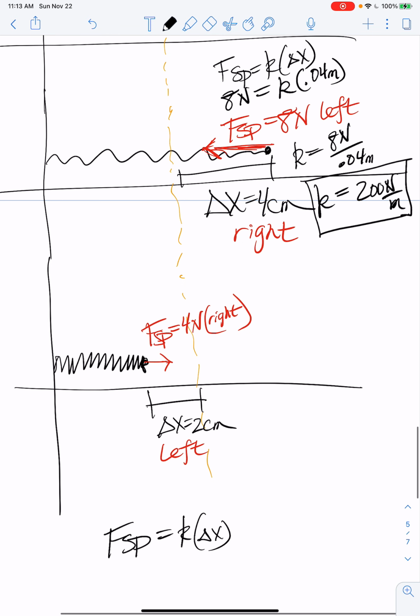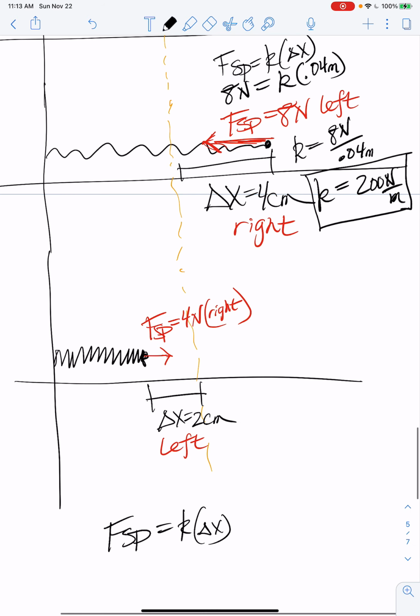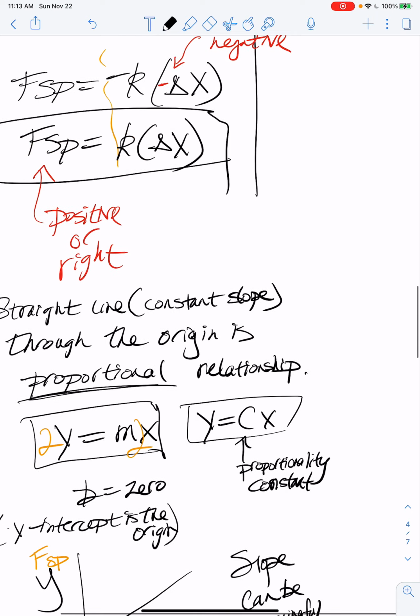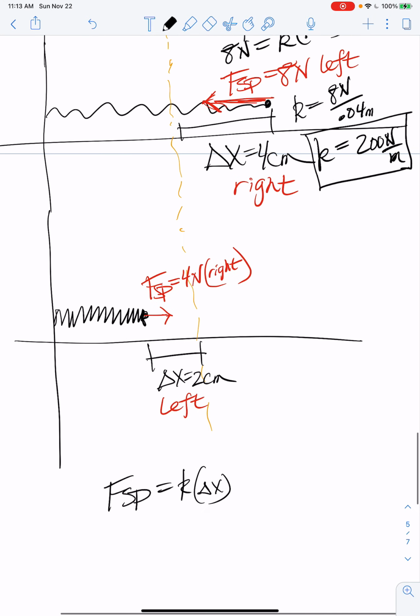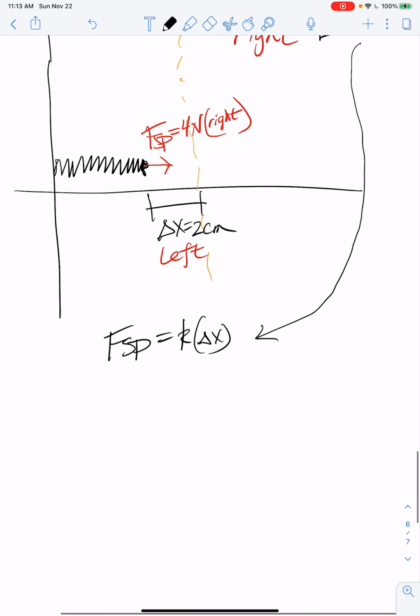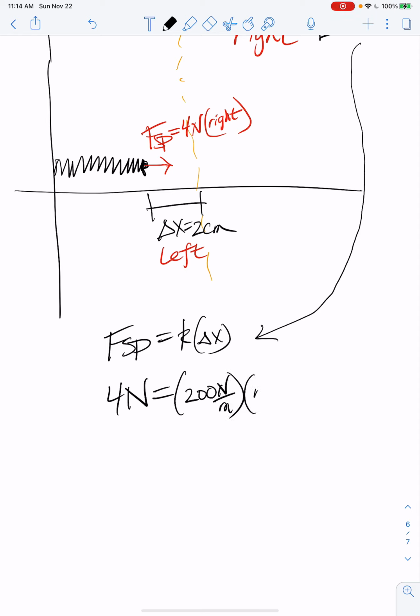Of course, the springs I have in my lab are, I think, in between like 25 and 100 newtons per meter. So this is a pretty strong spring compared to the ones I've had in the lab. All right. So what I'm saying here is K is characteristic of the spring. We could then take that down here and be like, oh, well, this time the force spring is 4 newtons. K is still 200 newtons per meter. What is the new delta X?